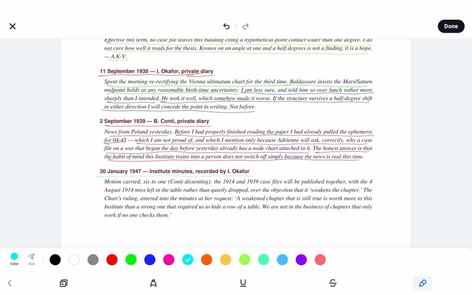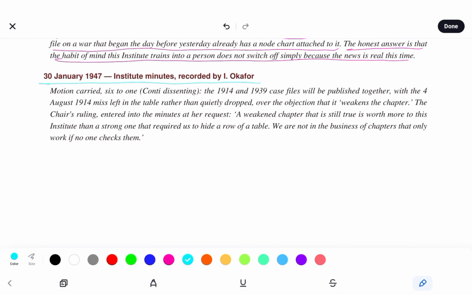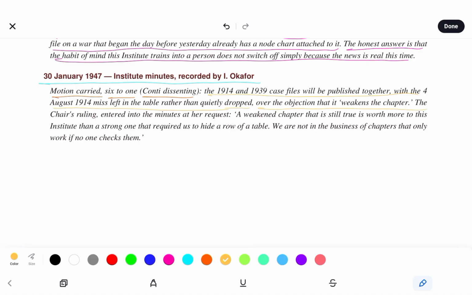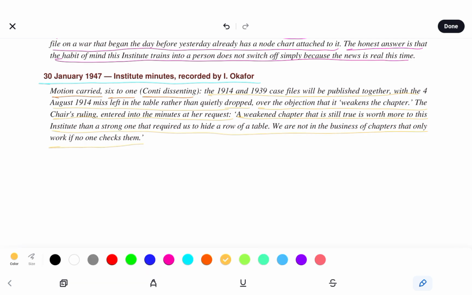January 30th, 1947, Institute minutes recorded by I. Okafor. Motion carried 6-1, Conte dissenting. The 1914 and 1939 case files will be published together with the 4 August 1949 miss left in the table rather than quietly dropped. Over the objection that it weakens the chapter, the chair's ruling was entered into the minutes at request: a weakened chapter that is still true is worth more to this institute than a strong one that required us to hide a row of a table. We are not in the business of chapters that only work if no one checks them.